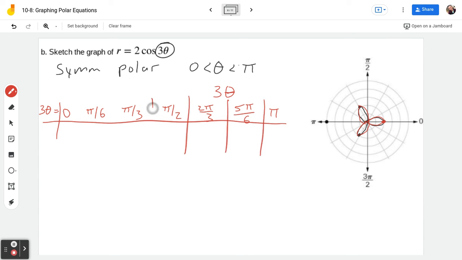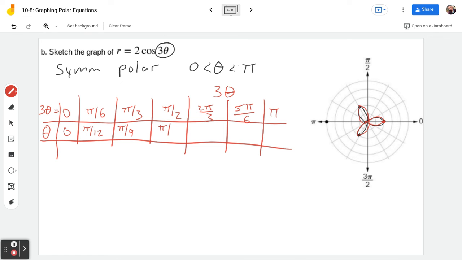Well, if I want to reduce that so I know just about theta, what I can do instead is divide everything by 3 and figure out what is just theta by itself. So 0 divided by 3 is 0. Pi over 6 divided by 3 is pi over 18. Pi over 3 divided by 3 is pi over 9. Pi over 2 divided by 3 is pi over 6. 2 pi over 3 divided by 3 is 2 pi over 9. 5 pi over 6 divided by 3 is 5 pi over 18. And pi divided by 3 is pi over 3. So we have some repeats here. We also have some values that we just don't have on our scaling quite as easily, like pi over 9. So I'm going to get rid of that one just because it's going to be hard to graph.